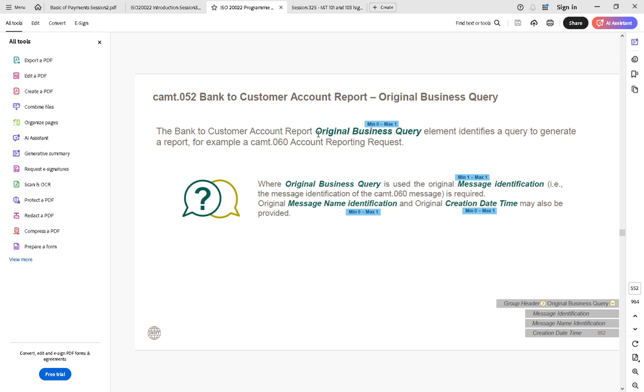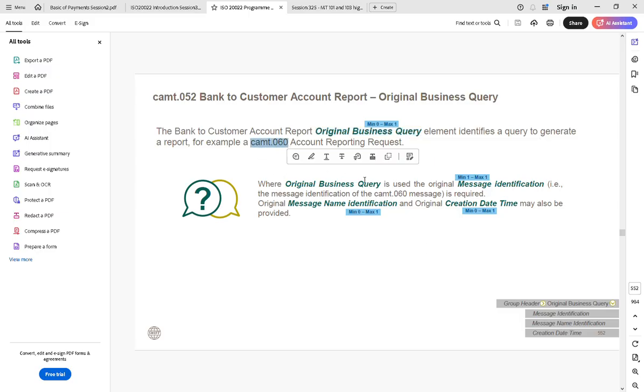I have to copy only. Okay, under group header only it is there. Under group header, original business query. What is the significance? Okay, yeah, it contains all the information: message ID, message name ID, creation date and time. Original business query. Okay, now I got it.